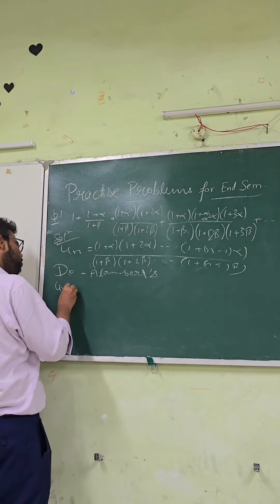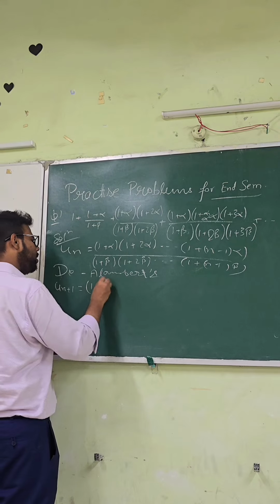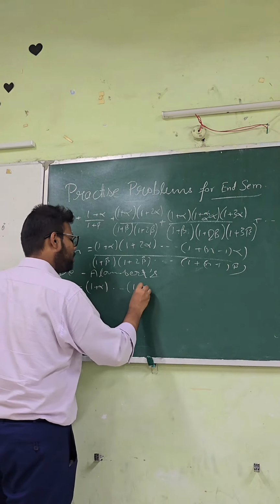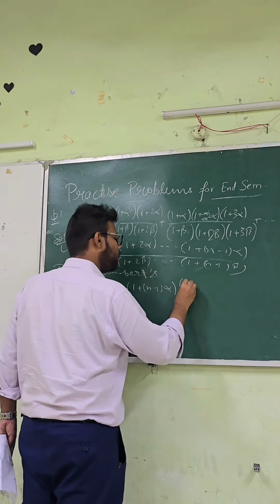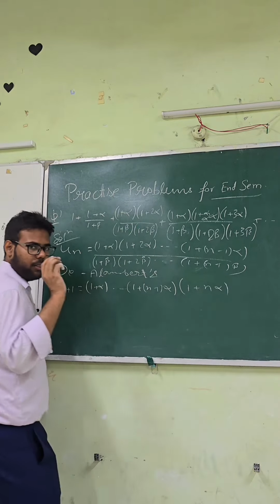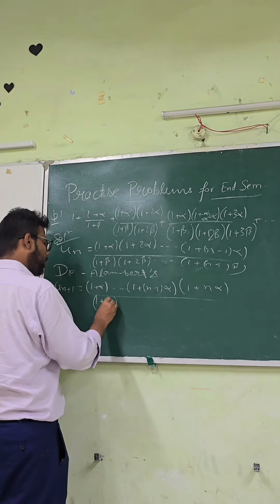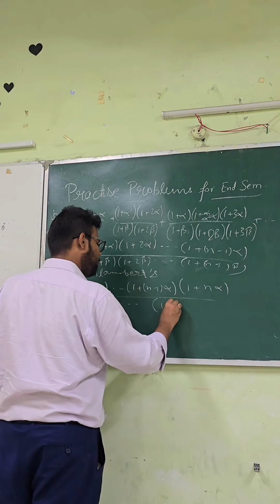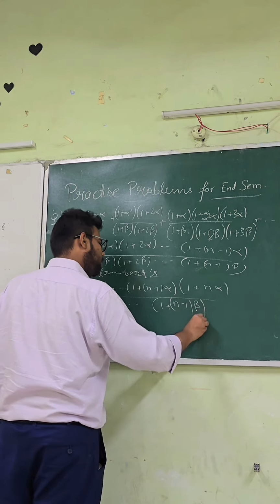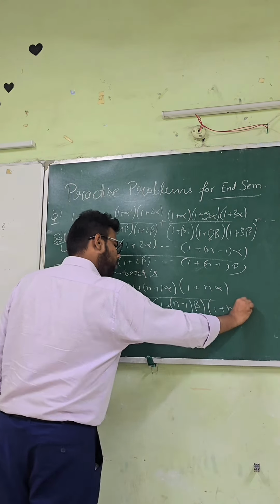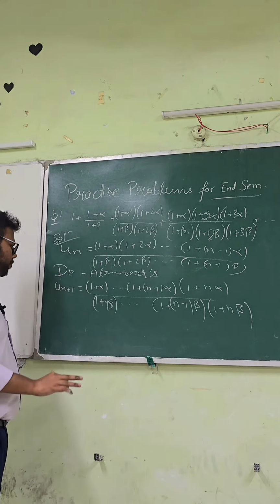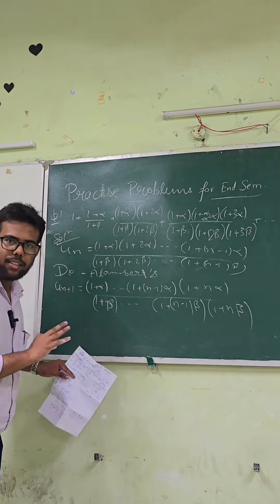What is u n plus 1? u n plus 1 will be equal to 1 plus alpha and this thing plus n minus 1 into alpha into 1 plus n alpha, right? You get this upon 1 plus alpha, 1 plus beta, and so on till 1 plus n minus 1 into beta into 1 plus n beta, right? You get this thing? Okay?